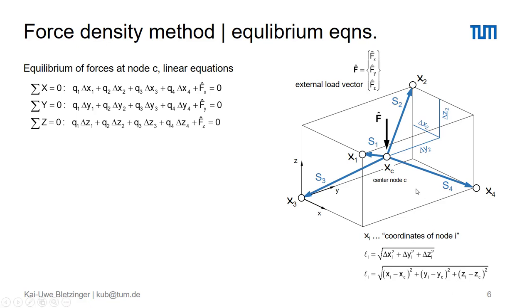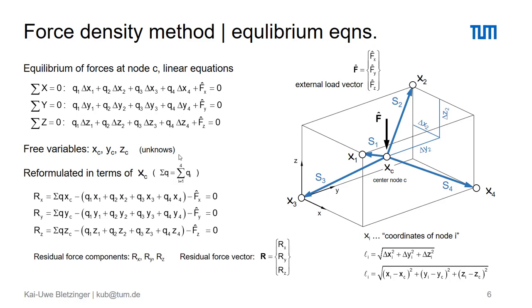You remember we introduced that in the previous seminar, this 4-element cable net, where just the coordinates of the center node xc, yc and zc are the free variables, which means they are the unknowns which we would like to solve for by form finding. We reformulate these three equations as displayed, where in particular we have the sum of the force densities of the 4 elements, abbreviated by this notation, sum of Q.